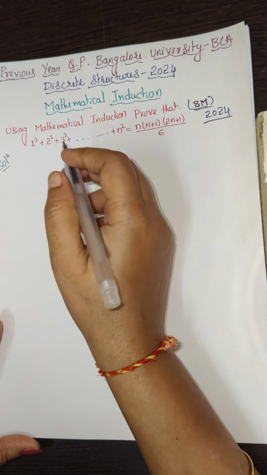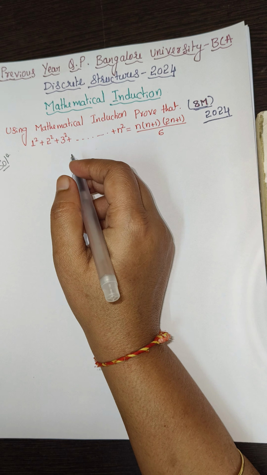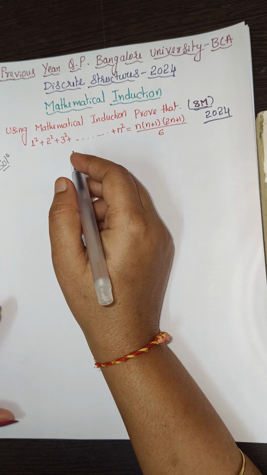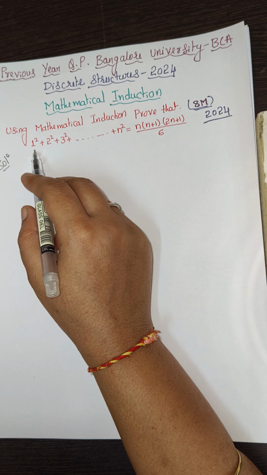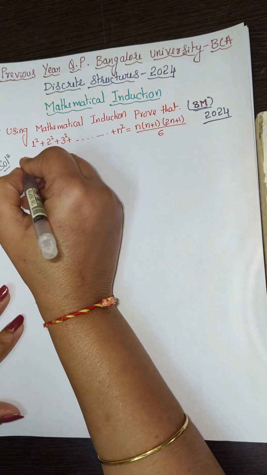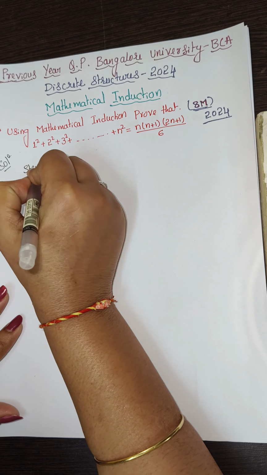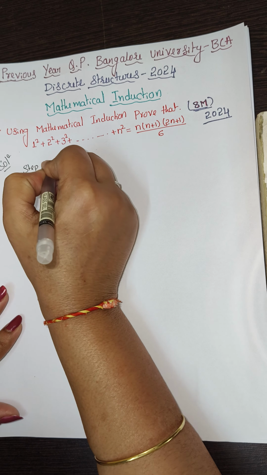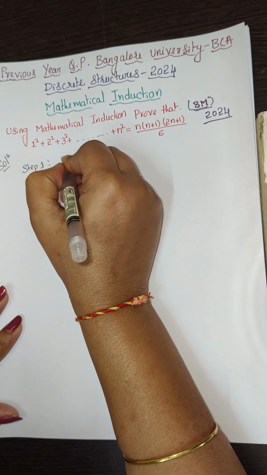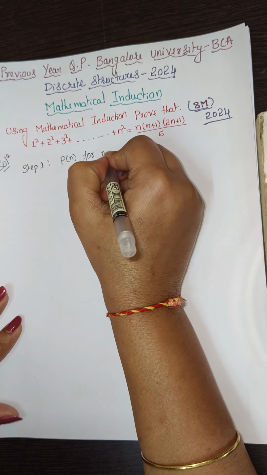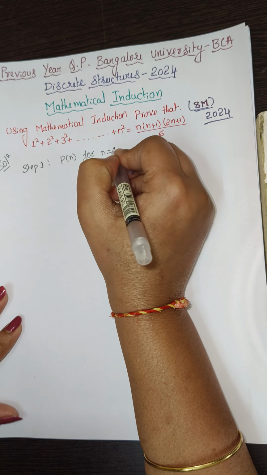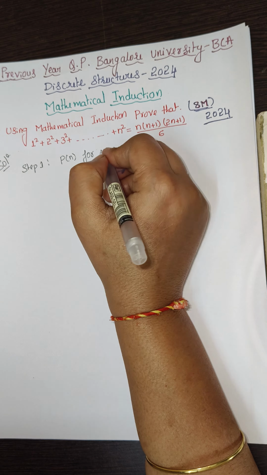The first step is the base step. Base step means we have to prove the initial value. What is the initial value here? It's 1. Step 1, P of n for n equals 1. What is the initial value here? 1 is the initial value for n equals 1.